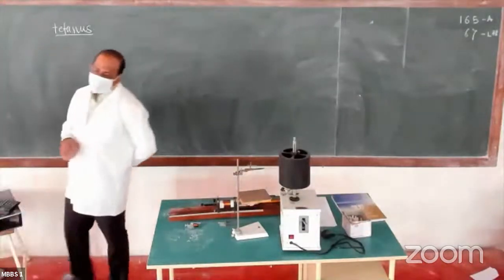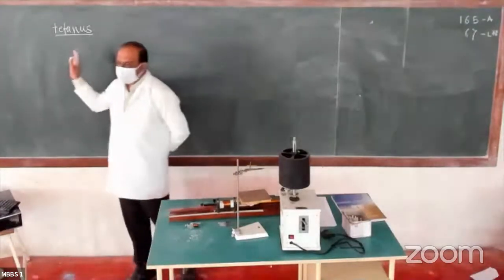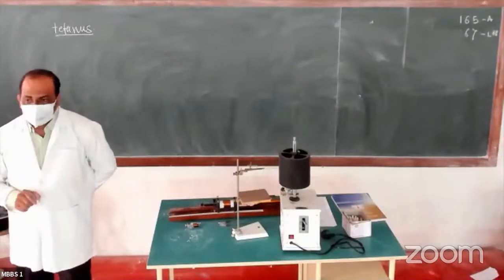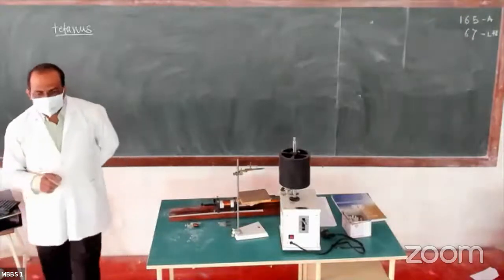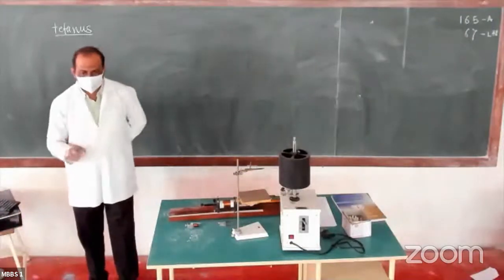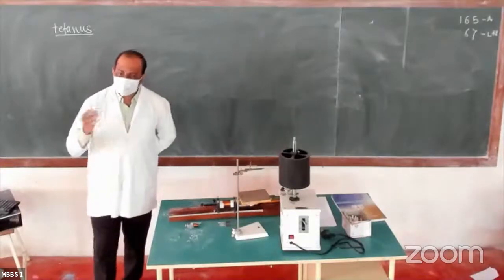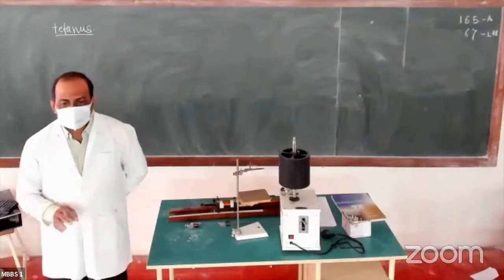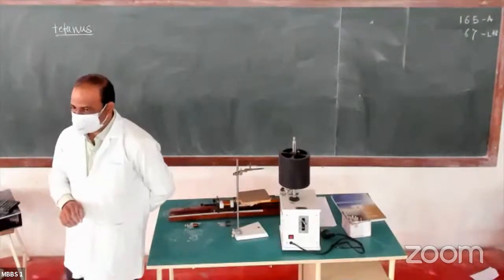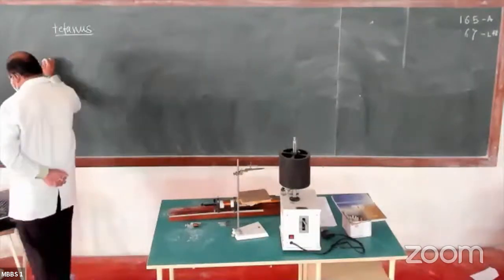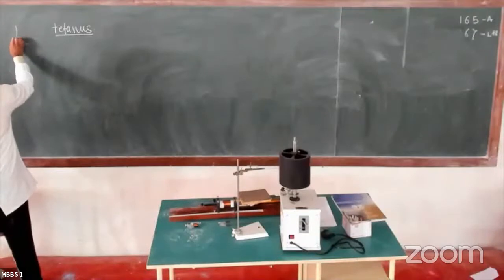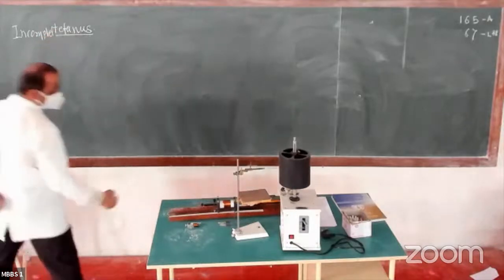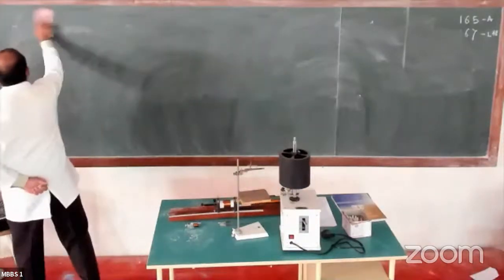But what happens in case of the cardiac muscle? This tetanus is possible in case of the skeletal muscle only. Why? Because the absolute refractory period shown by the skeletal muscle is very short, and the relative refractory period is more. But the reverse condition is there in case of the cardiac muscle. Cardiac muscle possesses a long refractory period, and that's why we can't tetanize the cardiac muscle. So it shows the incomplete tetanus.